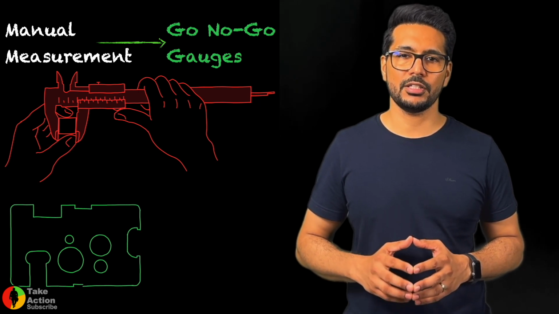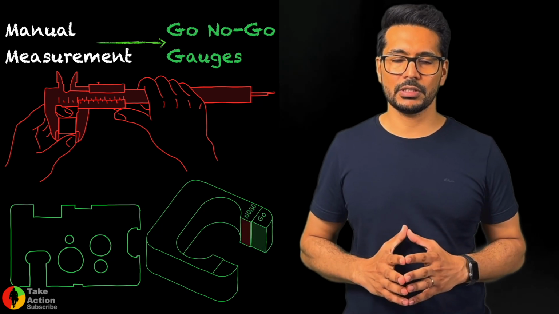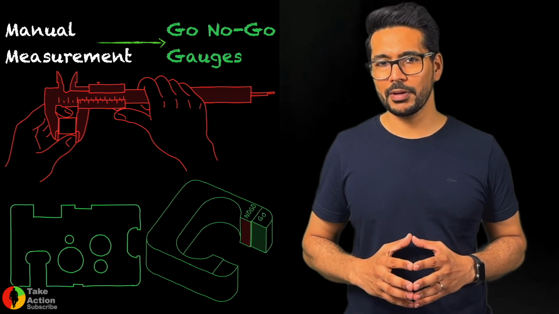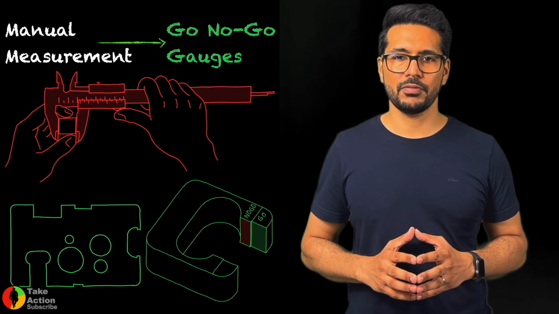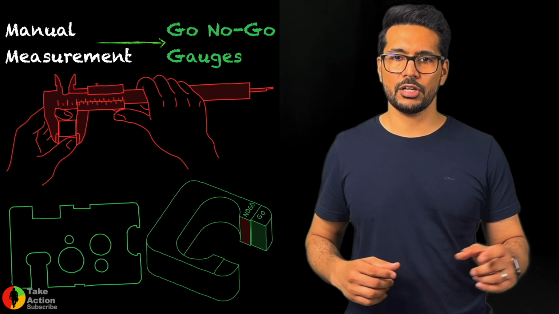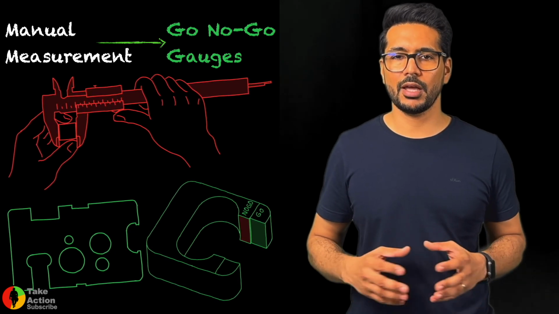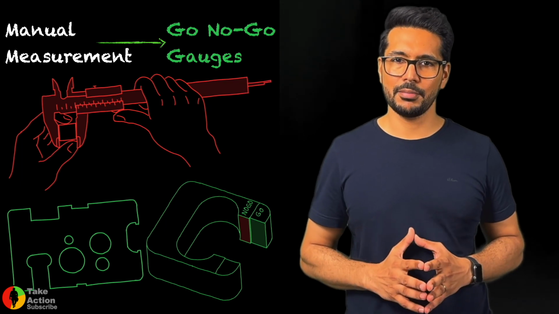So the operator doesn't have to read the reading also. What is the reading on my measuring equipment? An operator can simply check with the gauge whether the part goes into this gauge or not, whether it is right or wrong. A very quick and very reliable method.